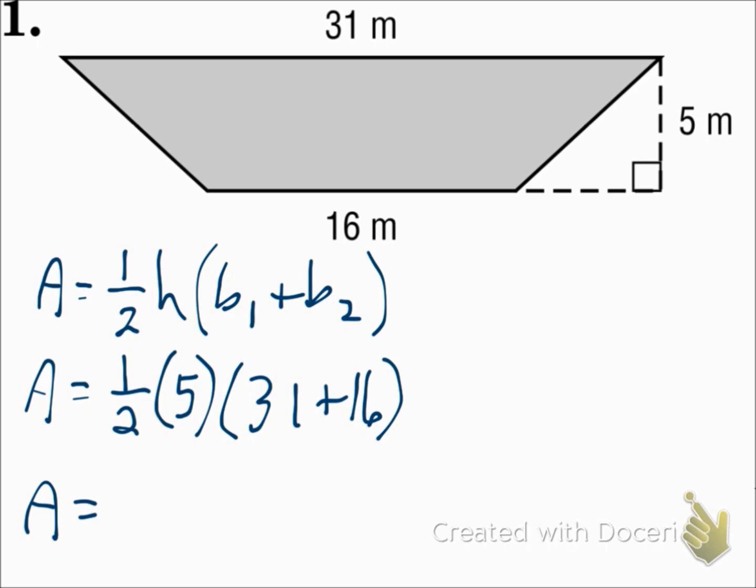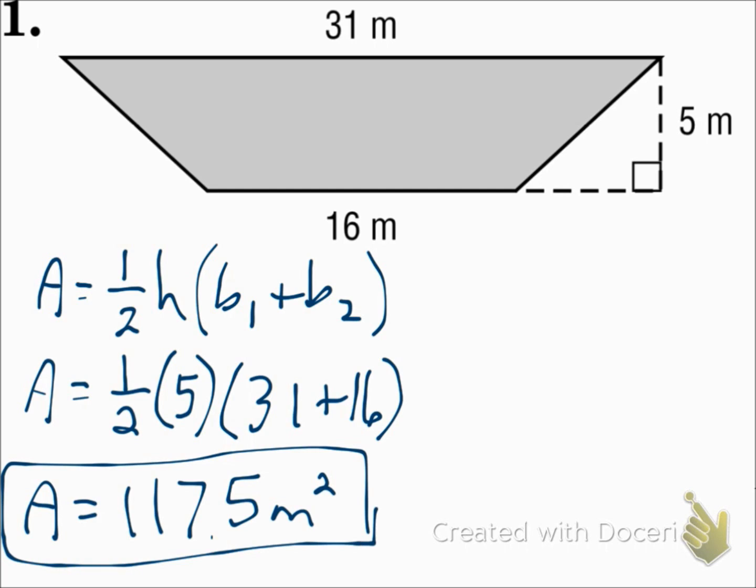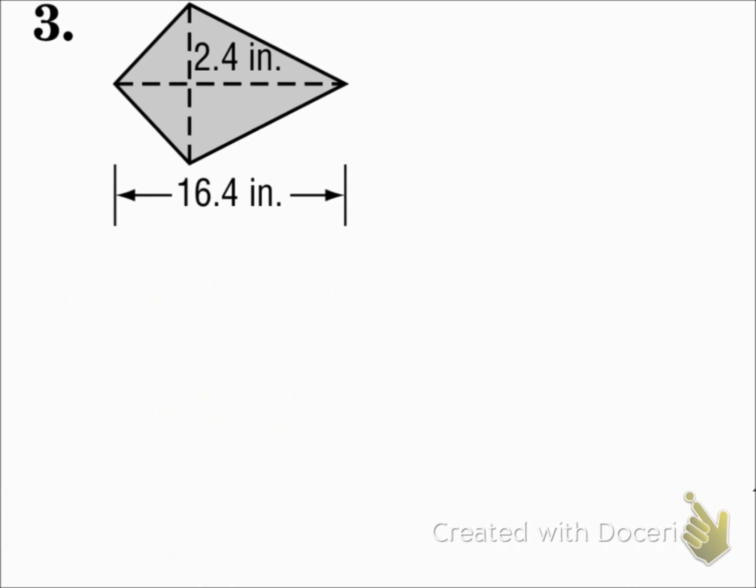That gives you a grand total of 117.5 meters squared. On that one, we knew all of the values we needed, so we just substituted right in. On number 3, we have a kite.